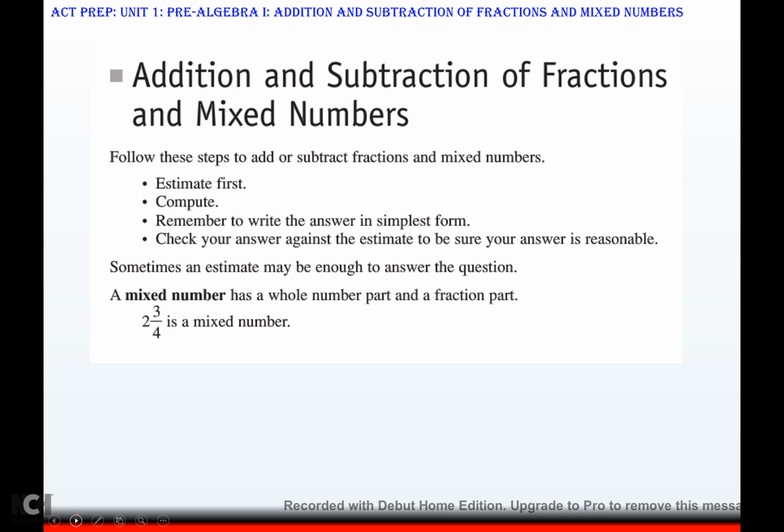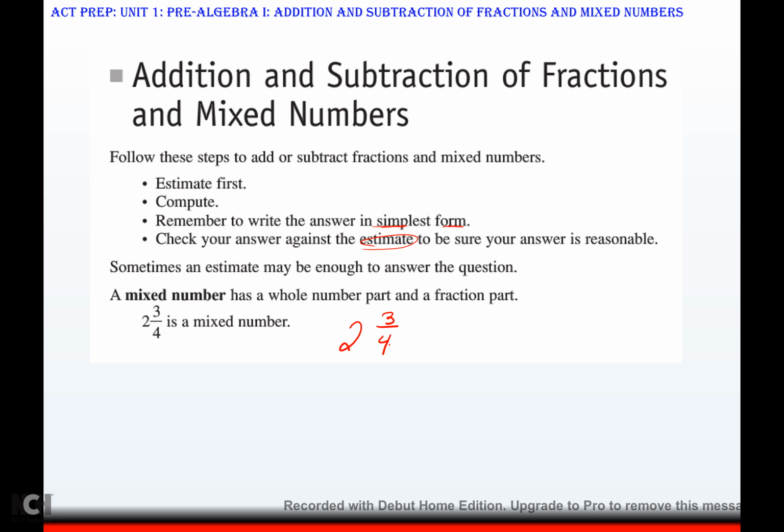Again, we've talked about estimating first. It takes time. It's smart, but it takes time. Then you compute, and then remember to write your answer in simplest form, and check your answer against your estimate to make sure your answer is reasonable. A mixed number has a whole number part and a fraction part. So like 2 3/4 is a mixed number. Just a little bit of review.